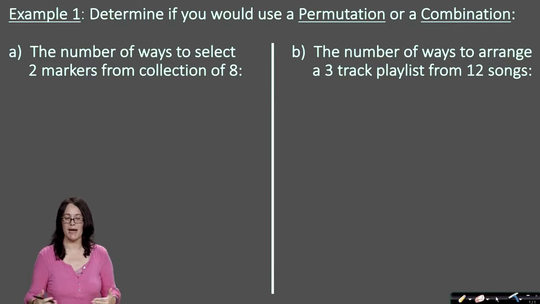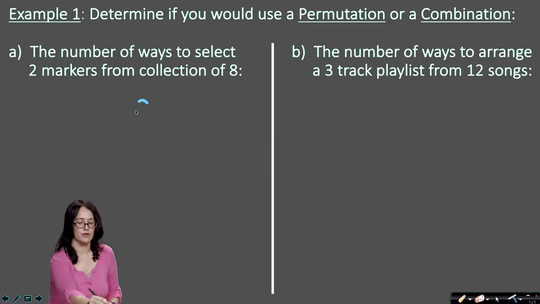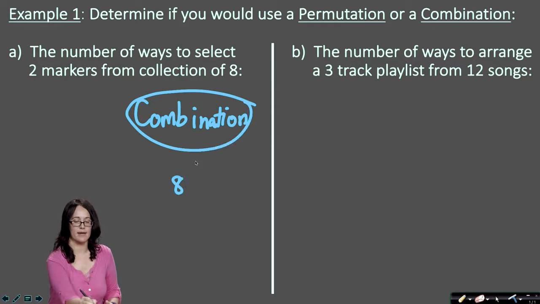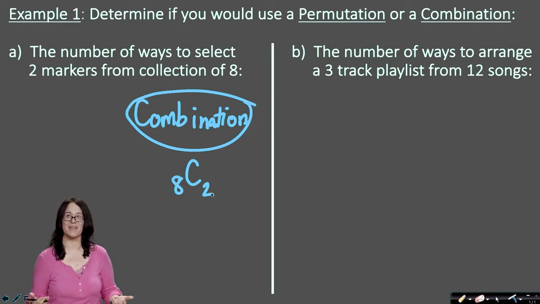So when order doesn't matter, we would use a combination. That would be the answer here. And if you want to practice and see how many ways that could happen, you would do 8 combination 2, using either the formula that we just did on the last slide or your calculator.